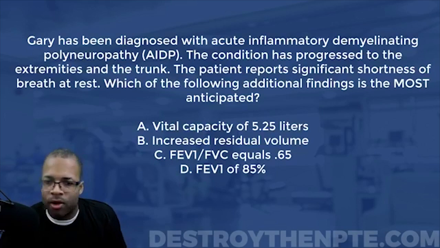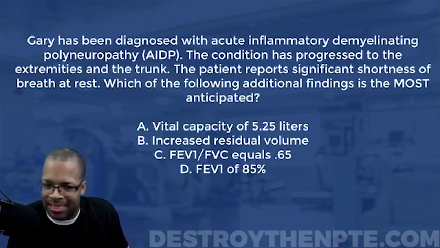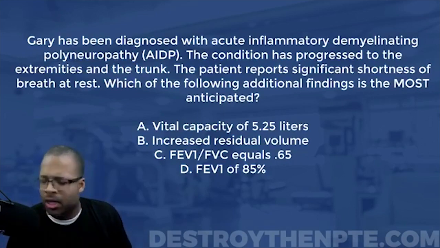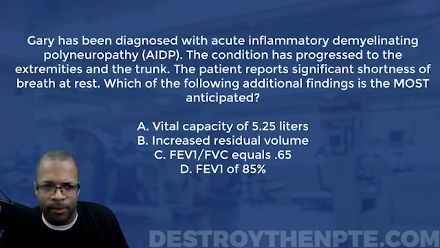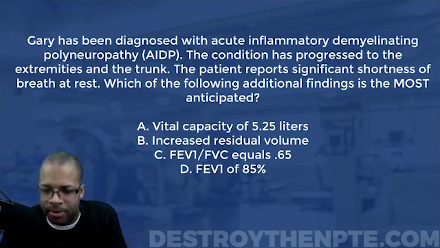All right, so in order for you to get this right and have some confidence about it, we have to know a bit about what this AIDP is, understand pulmonary function tests a bit, and lung volumes and how all those relate. So let's go ahead and start dissecting this one. We have Gary, diagnosed with AIDP, acute inflammatory demyelinating polyneuropathy.